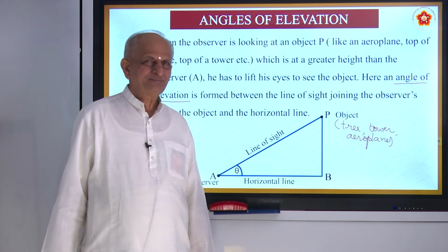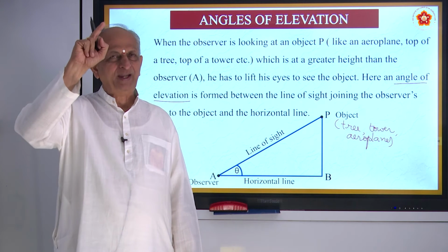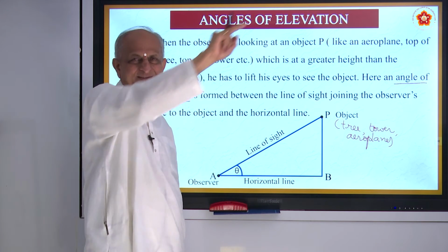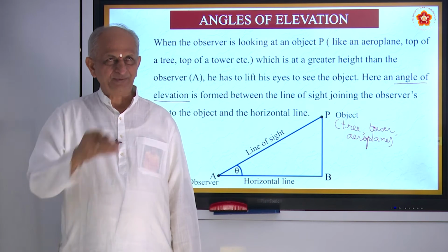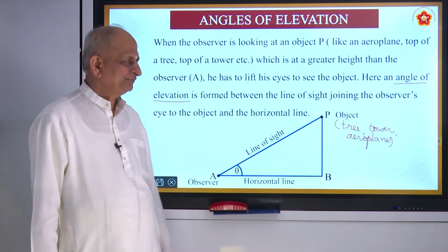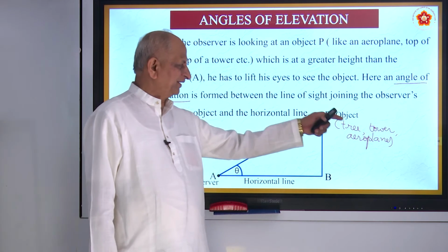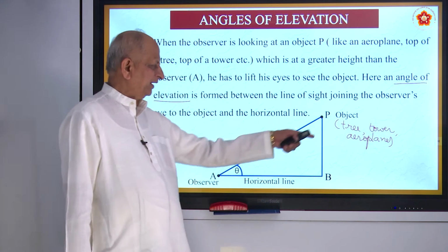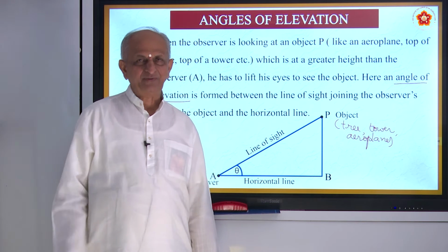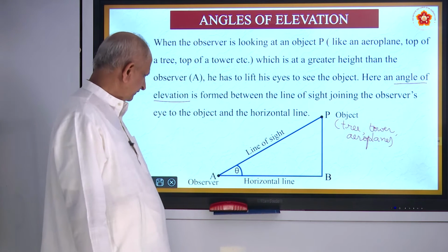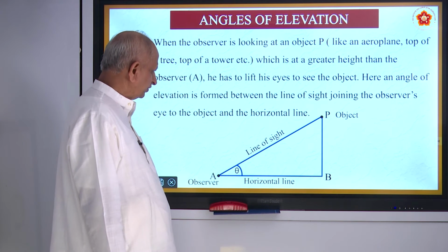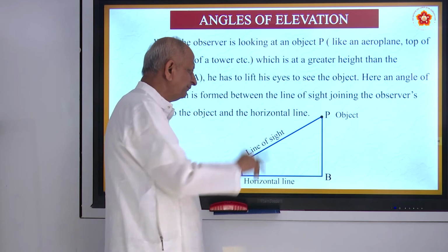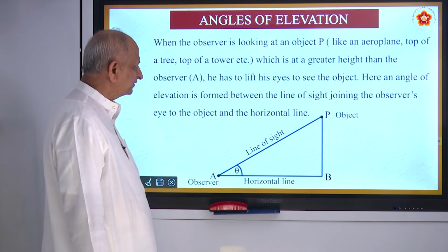Is it not? And when you see it at one point, at one time, after some time it has moved some distance, so our observation will change, right? Whereas in the case of a tree or tower, the observation will not change. So in the case of an aeroplane, we will have two angles of elevation. So this is called the angle of elevation, meaning looking up to the top of the object.